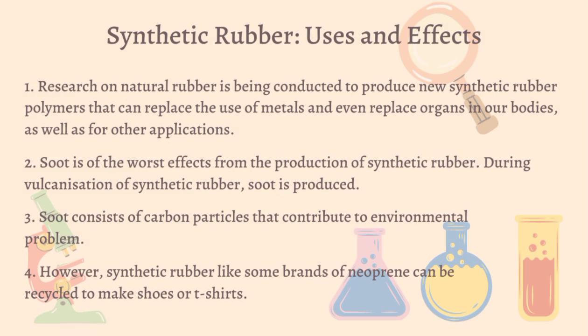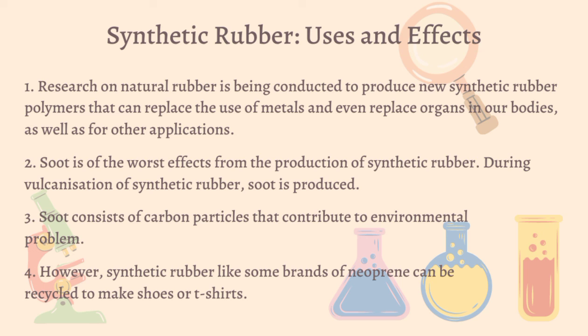And the last one, synthetic rubber, uses and effects. Research on natural rubber is being conducted to produce synthetic rubber polymers that can replace the use of metals and even replace organs in our bodies, as well as for other applications.